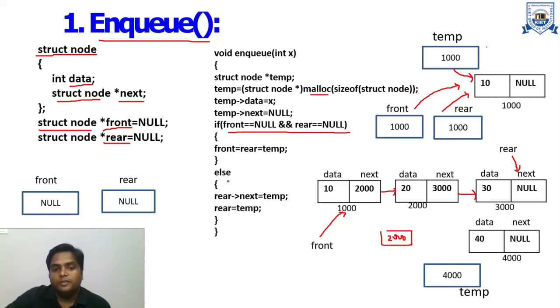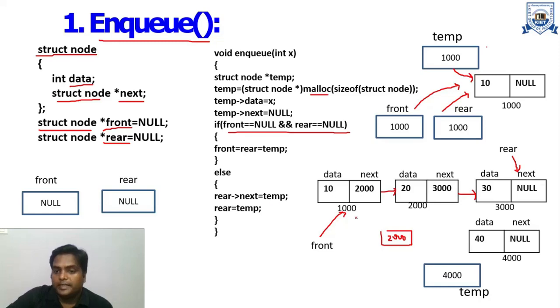Now we just move toward this else block, that is rear to next is equal to temp. Rear to next, so rear is what? Front and rear both pointing to this particular node. So what is the value of rear? The value of rear is 1000.